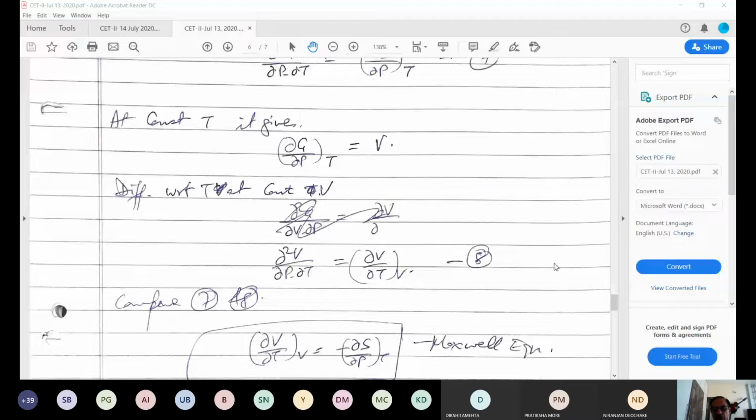Any doubts, questions on these four Maxwell equations? If you have any questions, please let me know before we proceed to the mnemonic diagram for Maxwell equations.